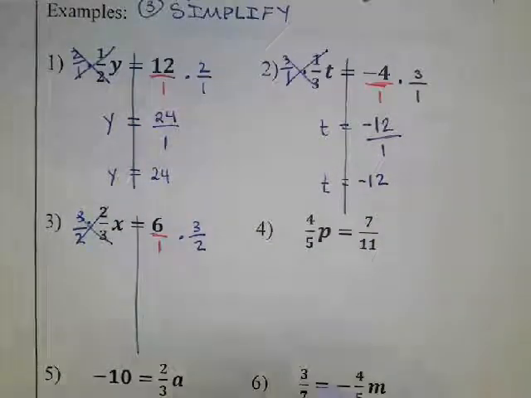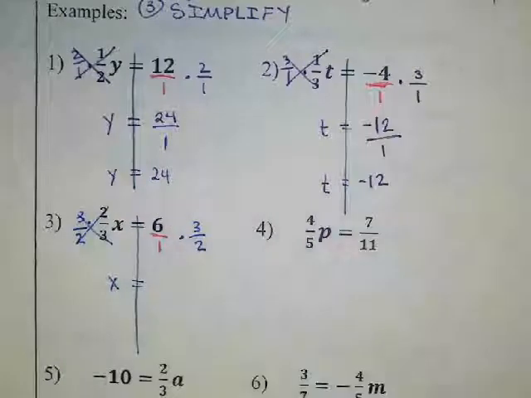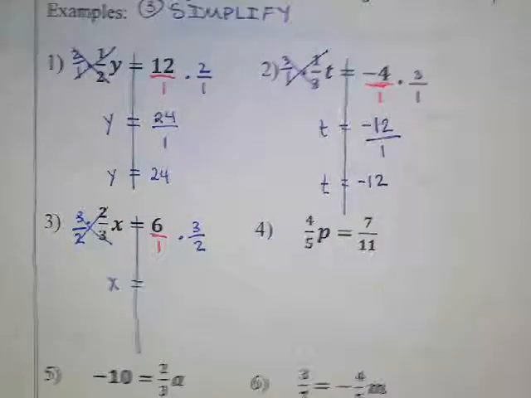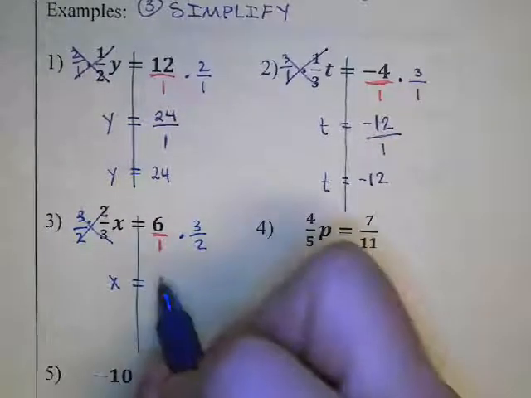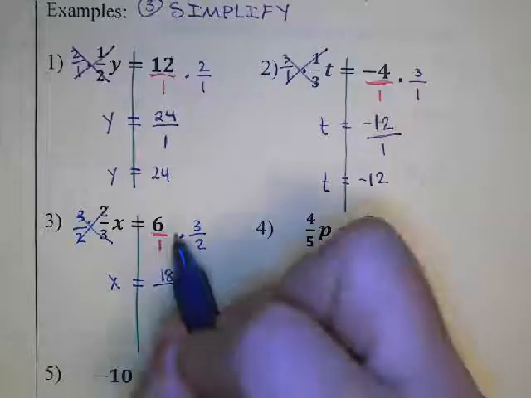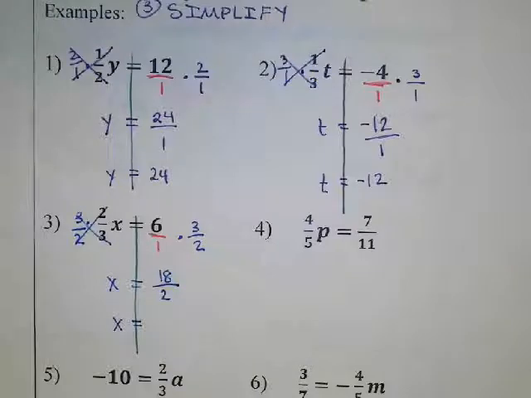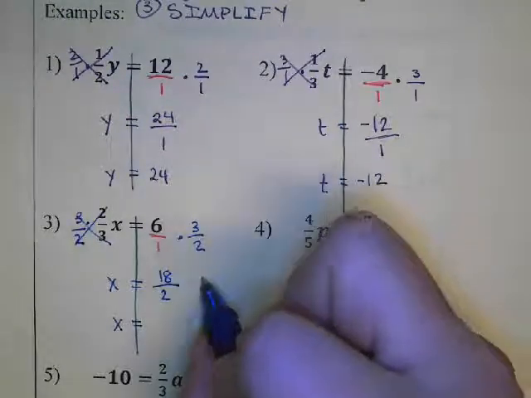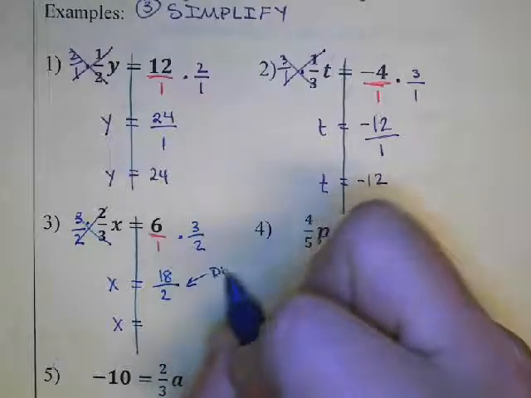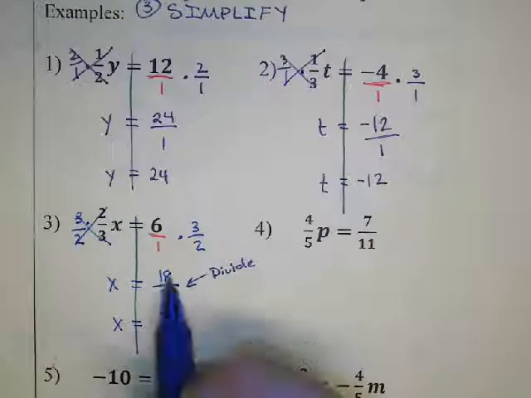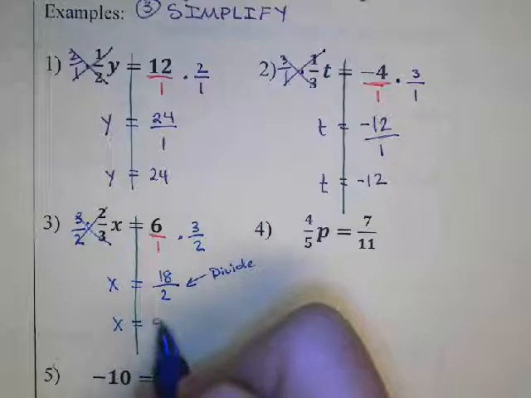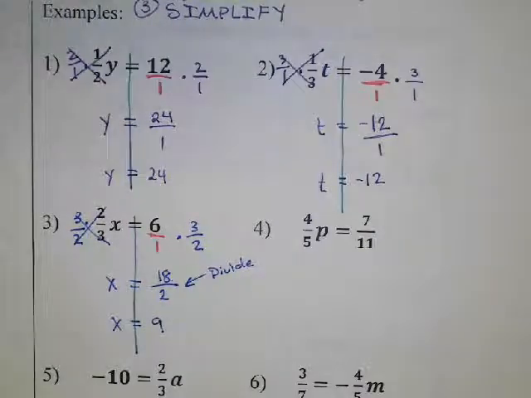Those fractions cancel out, and we have x equals, now we'll do our multiplication of fractions. 6 times 3 is 18. 1 times 2 is 2. Now we do our division. 18 divided by 2. Remember, fraction bar means divide. So 18 divided by 2 is 9. And we're done with that problem.